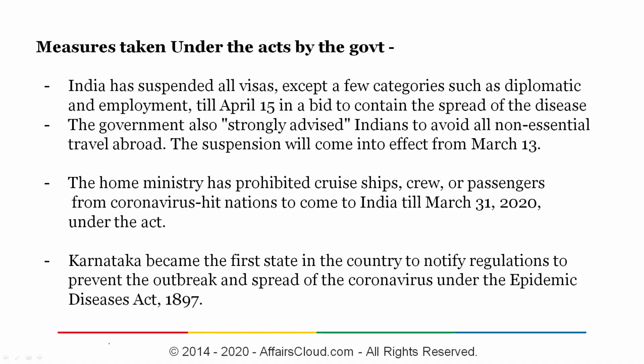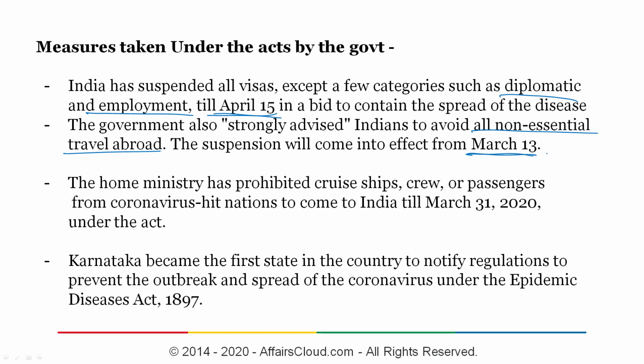So now let's take a look at the overview of the measures that have been taken by the Indian government in order to tackle the ongoing coronavirus crisis. So India has now suspended all visas except for categories such as diplomatic and employment visas till the 15th of April in order to contain the spread of the disease. The government has also strongly advised Indians to avoid all non-essential travels abroad, and this suspension will be coming into effect from the 13th of March.